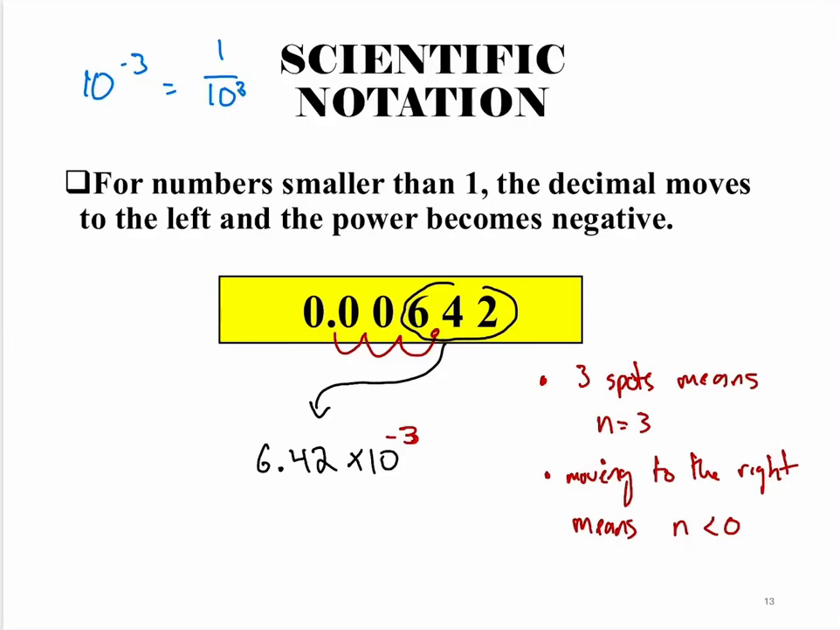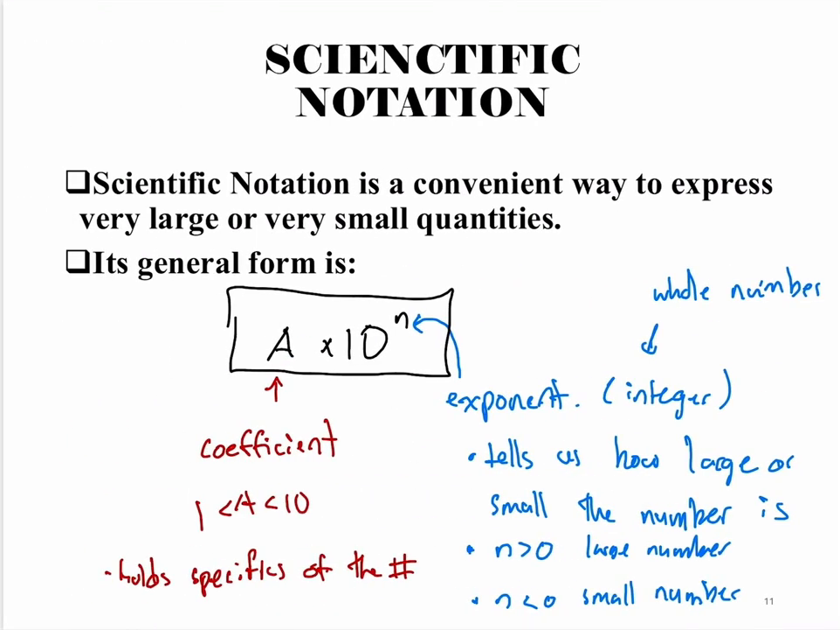Scientific notation, and then moving to the left or the right is what changes that exponent n, right? So we have the two components for scientific notation. We have a, which is our coefficient. That's a number that has to be between 1 and 10. And then we have n, which is our exponent. It's going to be an integer, which means it's a whole number. It's going to be positive or negative, right? And that tells us the magnitude or the size of the number.